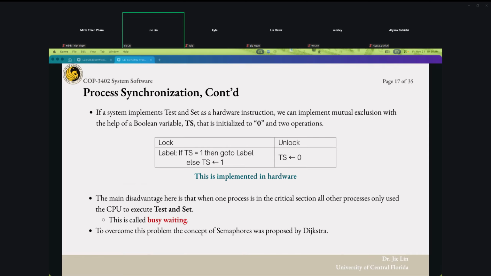You don't know? Any other answers for that? Yes. Then the other one cannot access that one, so you have to wait. Yeah, that is the idea of this. But what is the drawback?